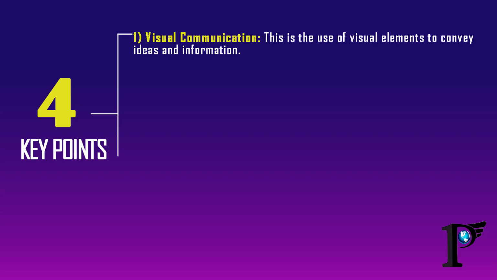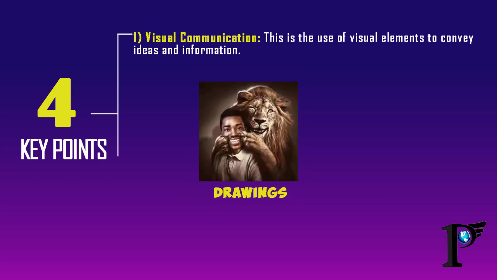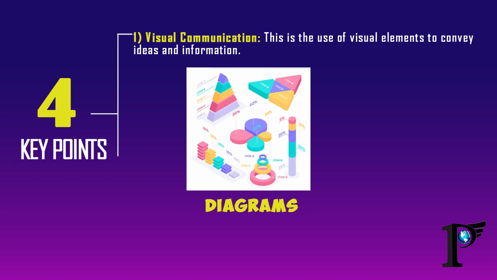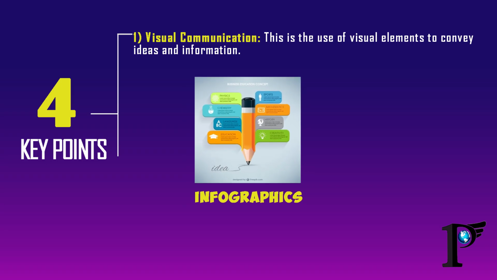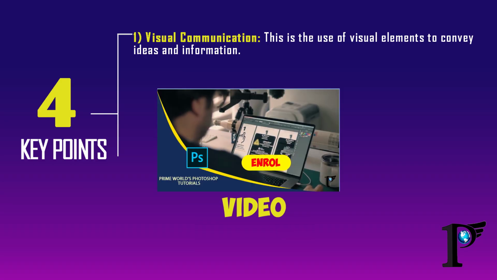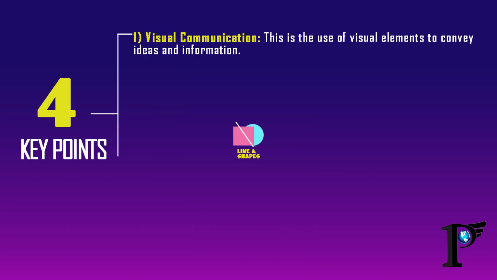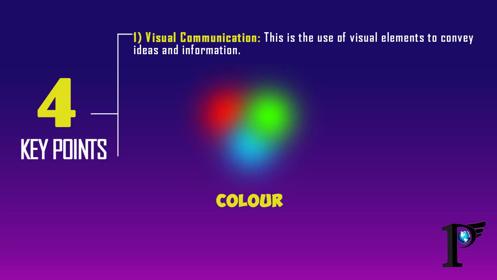And what is visual communication? This is the use of visual elements to convey ideas and information. These visual elements can be in the form of pictures, drawings, diagrams, charts, infographics, video, animation, line, typography, color, etc.